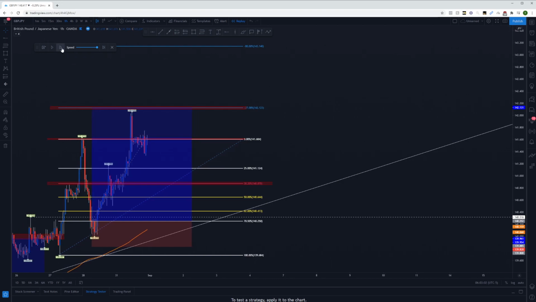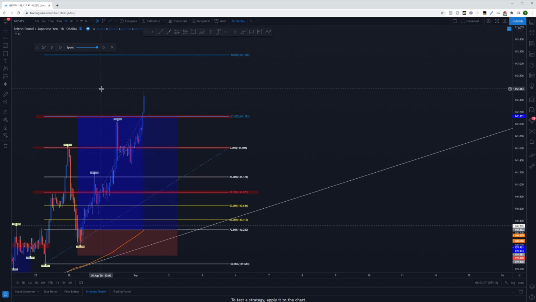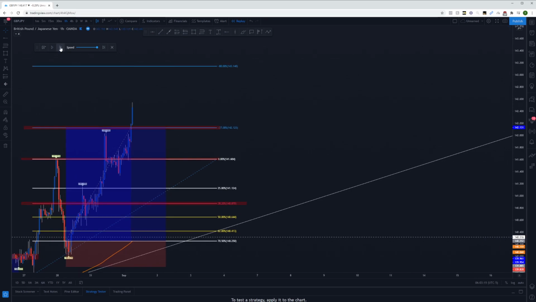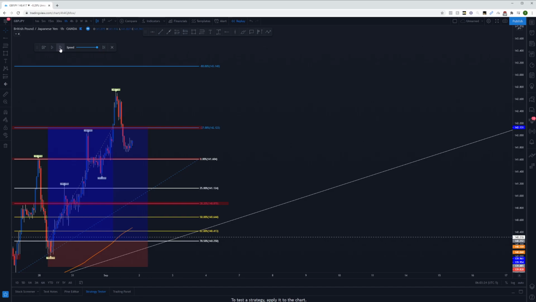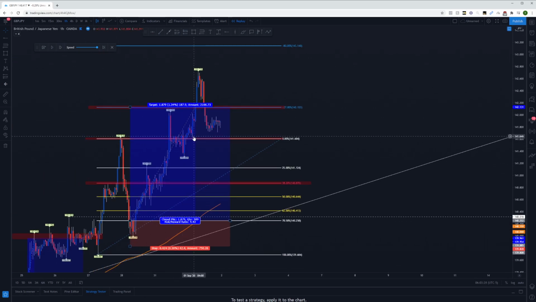Let's see. There we go. No, it just wants to go up, it seems. And bam, TP3 smashed, 187 pips. Nice. Guys, let's see what it's going to do now. Right after it smashed TP3, now it's starting to drop. But hey, that's it. We're out of the trade.